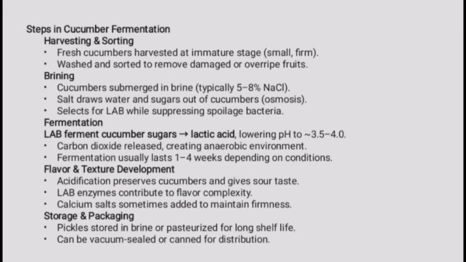The steps in cucumber fermentation begin with harvesting and sorting, where fresh cucumbers are picked at the immature stage when they are small and firm, then washed and sorted to remove damaged or overripe fruits. Brining follows, where cucumbers are submerged in a brine solution containing 5–8% sodium chloride. Salt draws out water and sugars from the cucumbers through osmosis and selects for lactic acid bacteria while suppressing spoilage organisms. Fermentation then occurs as lactic acid bacteria ferment cucumber sugars into lactic acid, lowering the pH to about 3.5.